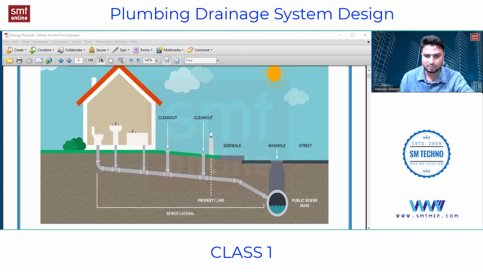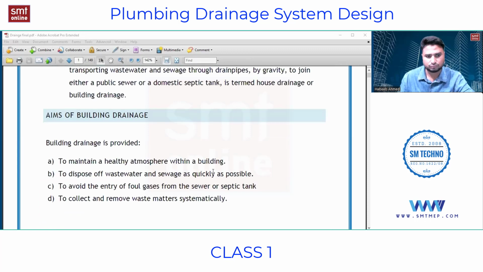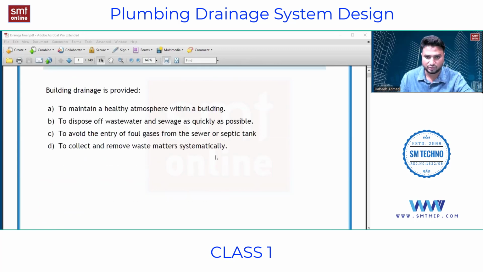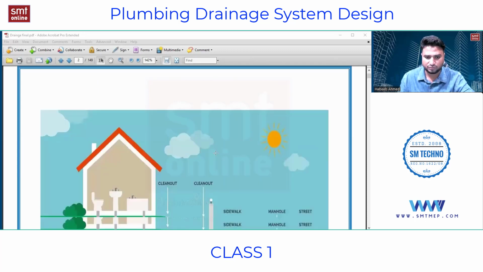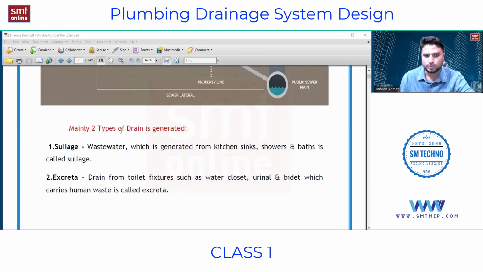So we did some introduction to drainage and what we mean by drainage, and we have seen what the main aims of drainage in a building are. So we have seen this. There are generally two types of drains: first is sewage and second is excreta.